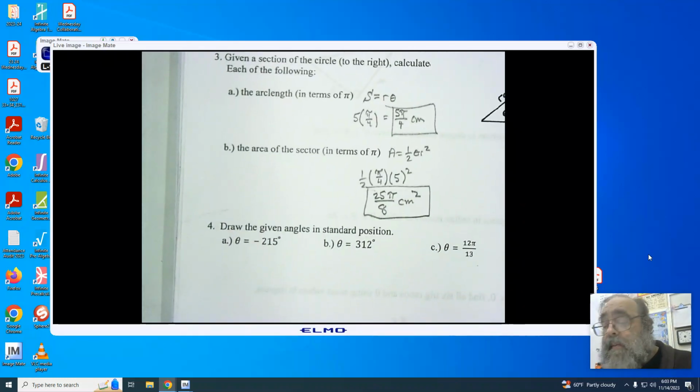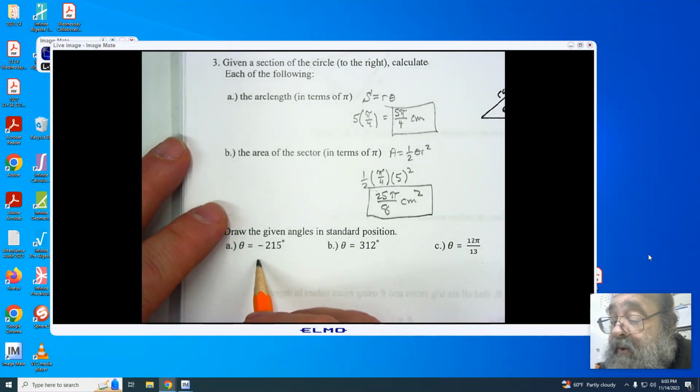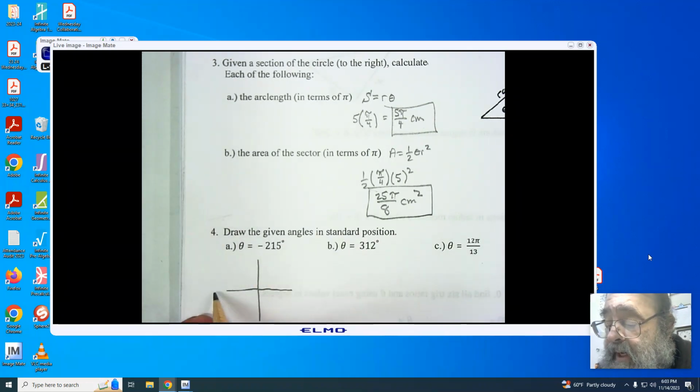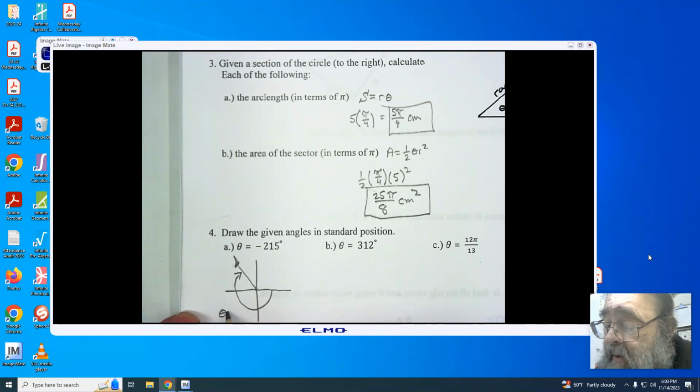Going to number 4. Now, notice it has a negative degree, excuse me. The negative simply means that I'm going clockwise. And you'll notice it is over 180 degrees, so it's going to place it somewhere in the second quadrant. We don't really worry too far, we're just going to make sure we have our ray going out that way. We have our standard position now, and theta has to equal negative 215 degrees. Make sure that negative is clear.